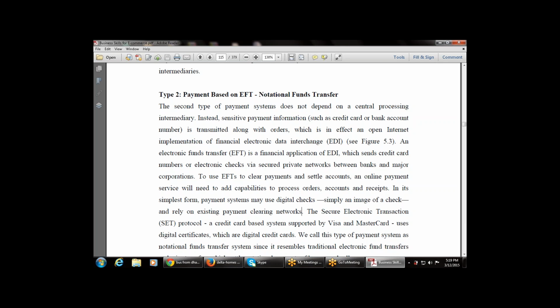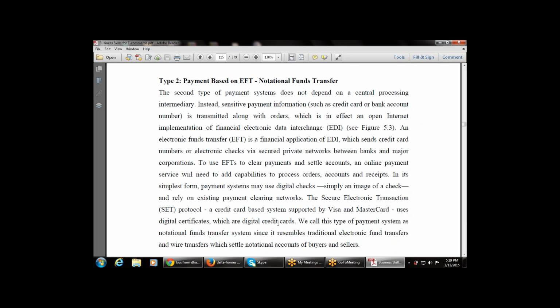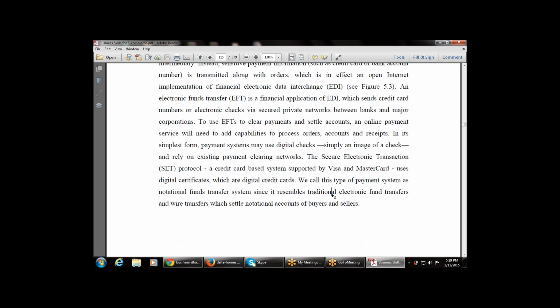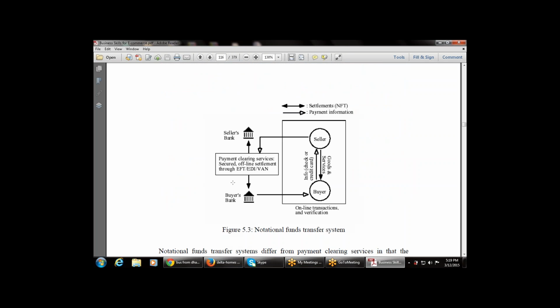We call this type of payment system a notational fund transfer system since it resembles traditional electronic fund transfers. We know these terms as electronic fund transfer and wire transfer, which settles the notational accounts of buyers and sellers. So there is a fund transfer between the buyer and the seller with respect to the electronic data movement, that is, the amount is transferred from the buyer to the seller. This is a diagram that shows how EFT, that is a notational fund transfer system, takes place.